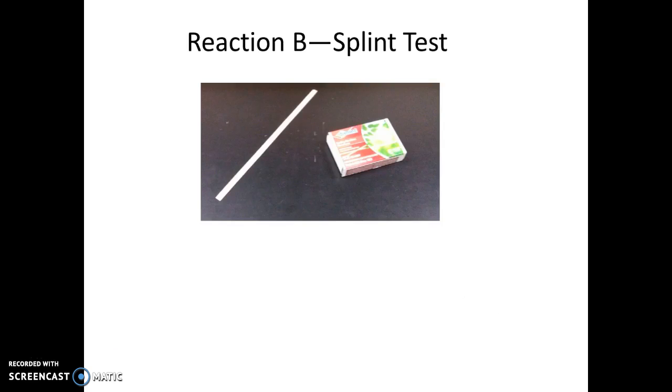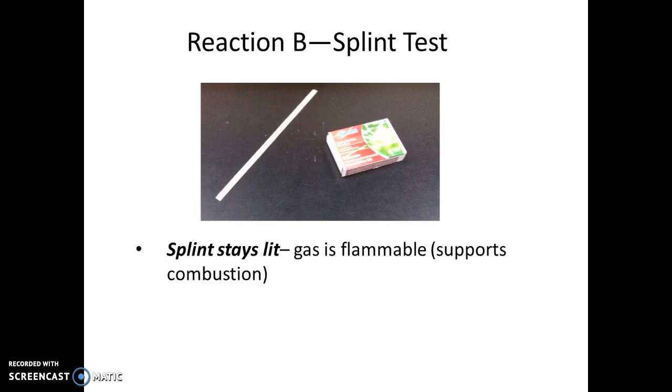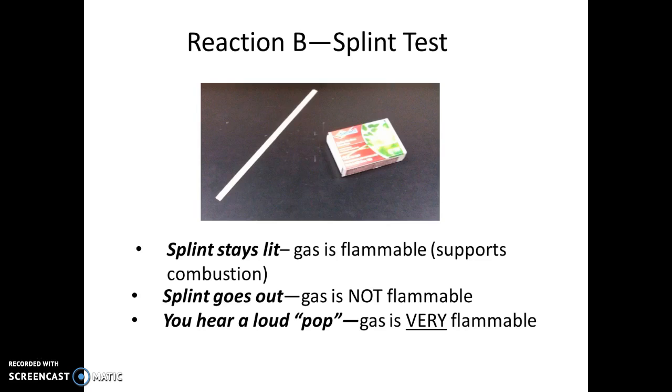The other test that you're going to be doing for reaction B is a splint test, and you've done a splint test before in the observations experiment. So you want to get a wooden splint and a box of matches. You use the splint test to test whether a gas is flammable or not. The two things that you're looking for is you're looking to see if the splint stays lit, in which case you would say it's a flammable gas. If the splint goes out, you would say that the gas is not flammable.